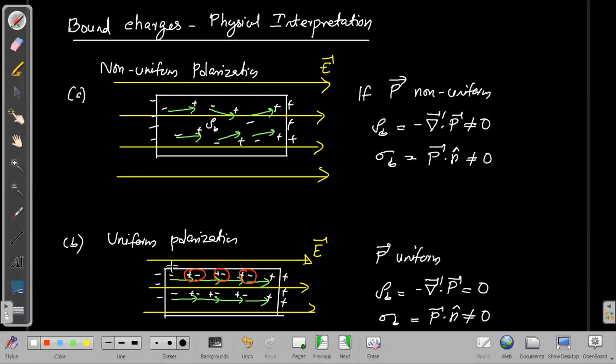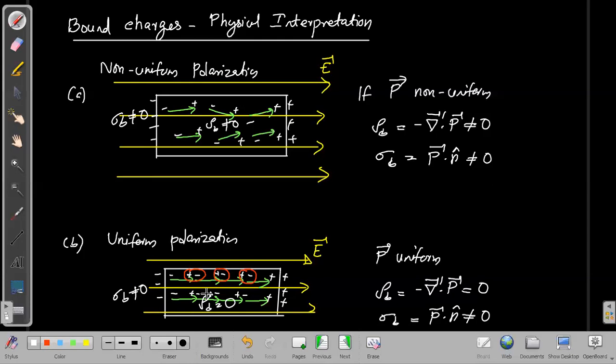So obviously there will be some accumulation of charges, some negative charges on the left side and some positive charges on the right side. That would always happen if the material becomes polarized. But inside, whether charge is present or not depends upon the uniformity of polarization. If the polarization is uniform, there is no bound charge. So here rho b equals 0 and sigma b is non-zero. Otherwise, both rho b and sigma b are non-zero. So this is the physical interpretation of the bound charges.